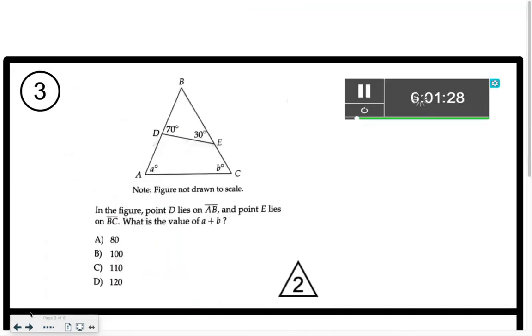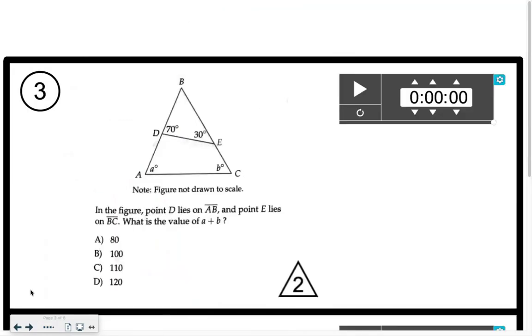Okay, let's move on to number 3. So number 3 has, I'll do it a long way and then show you a little bit of a shortcut. So let's say we don't know angle B. I'll call that X. So this upper triangle here, those angles have to add up to 180. So 70 plus 30 plus X is 180. This is 100.